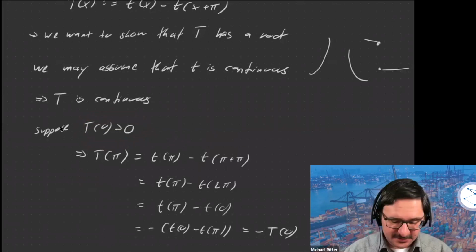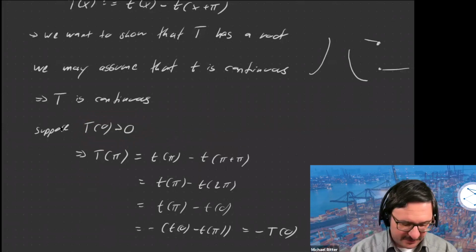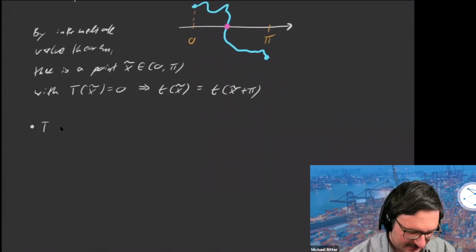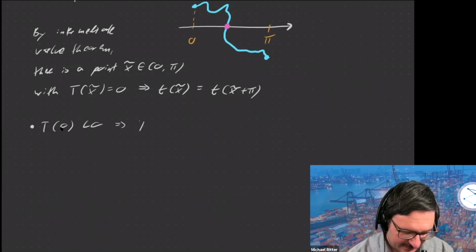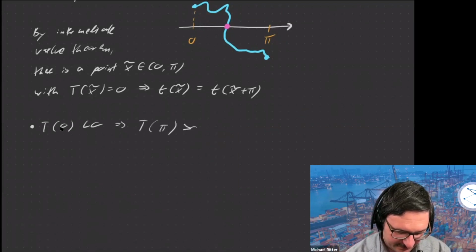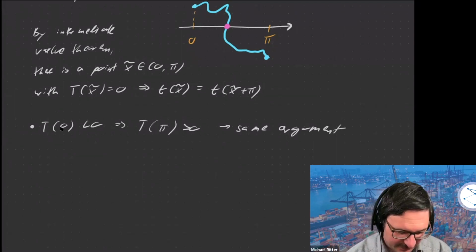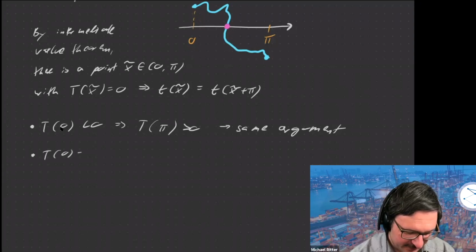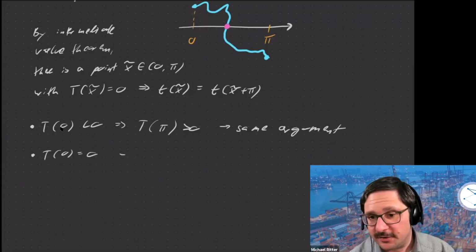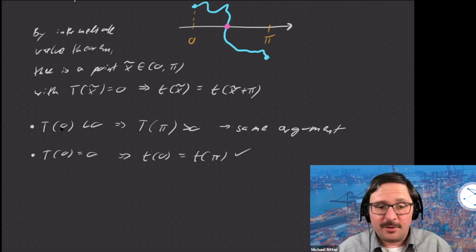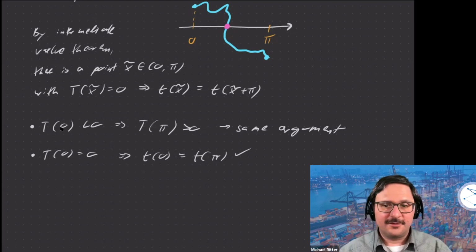If T of 0 is negative, then the argument turns around, because then T of pi is positive. We can make pretty much the same argument. So we can conclude T of pi would then be positive, same argument. And that only leaves us with the case that T of 0 might be 0. But then of course 0 is the point that we're looking for, right? That means T of 0 is the same as T of pi, and we're done. So this covers all possible cases, and that completes the proof.